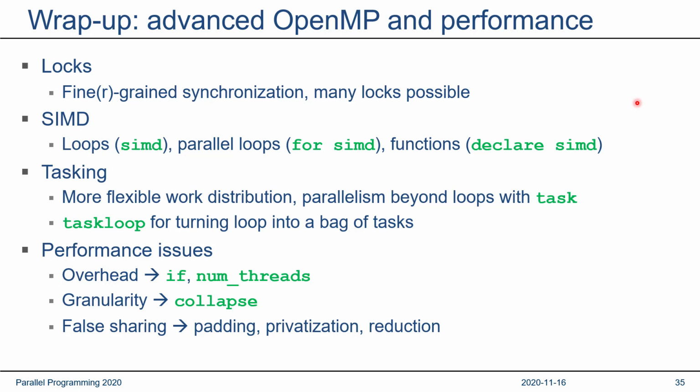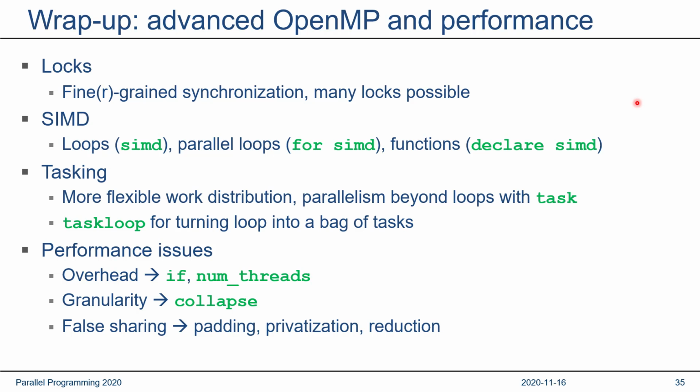Okay, let's wrap it up for today. We've learned about locks, which are a fine-grained synchronization mechanism, so we can have arrays of locks, thousands, millions of locks, which is not possible with named critical regions or atomics. We learned about SIMD, which can be applied to simple loops with a SIMD construct, with parallel loops with a SIMD clause, and it can also be applied to functions, which is very attractive if you write libraries that should be called from a SIMD context.